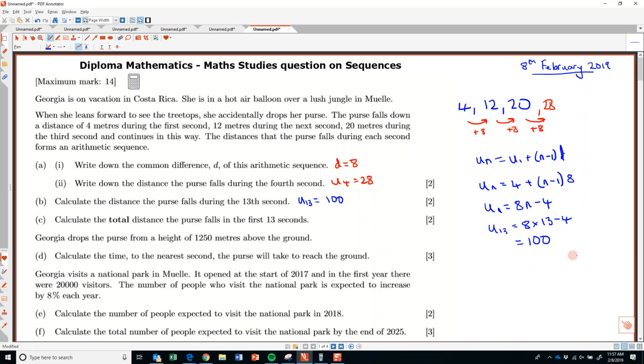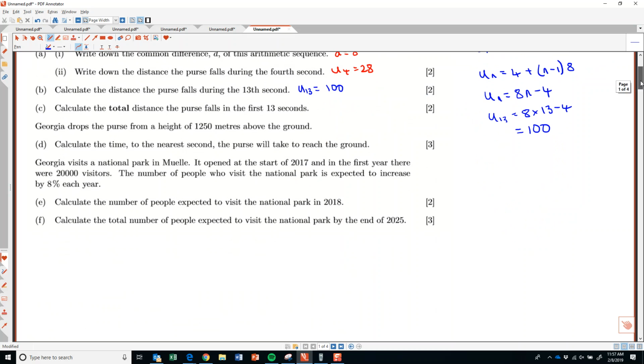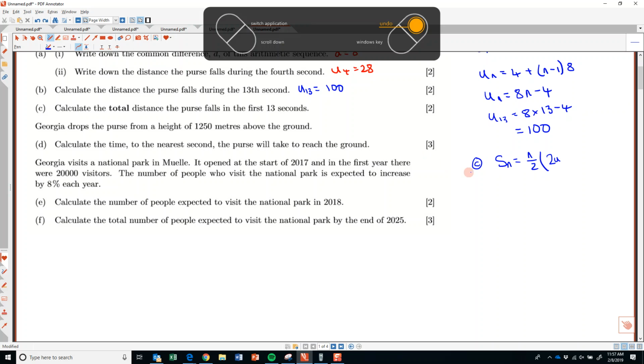Right, for C, calculate the total distance it falls in the 13th second. So we need to use our formula. So which formula did anybody use? Sn equals n over 2, bracket u1. No, not u1. I went 2u1. Or so you do first term plus last term? Yeah. Right, okay, that sounds good. Are we okay over there?